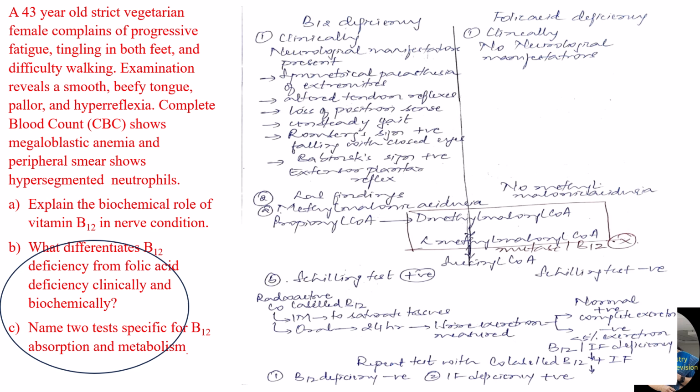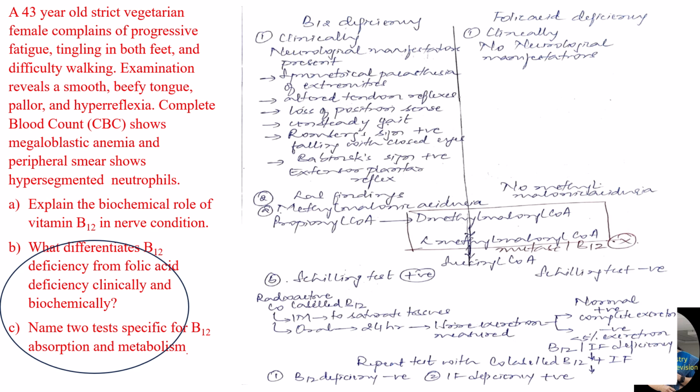Radioactive, that is cobalt-labeled B12, is given both IM and orally. Intramuscularly it is given to saturate the stores, and then the oral cobalt-labeled B12. When it is given, after 24 hours the urine excretion of B12 is measured. Normally, if the person is not suffering from any B12 deficiency, whatever radiolabeled B12 is given gets completely excreted in urine. So in deficiency, what happens? Less than 5% of the radiolabeled B12 is excreted.